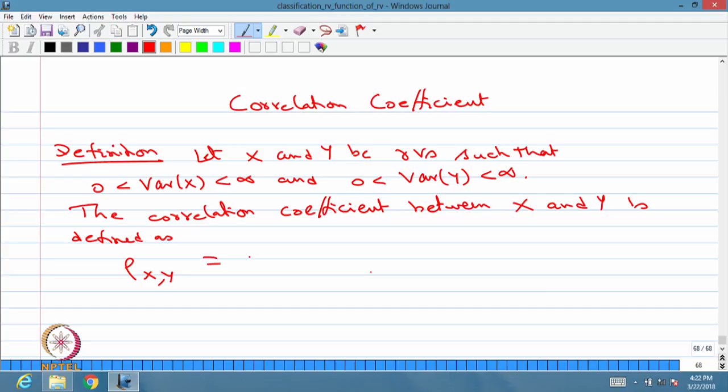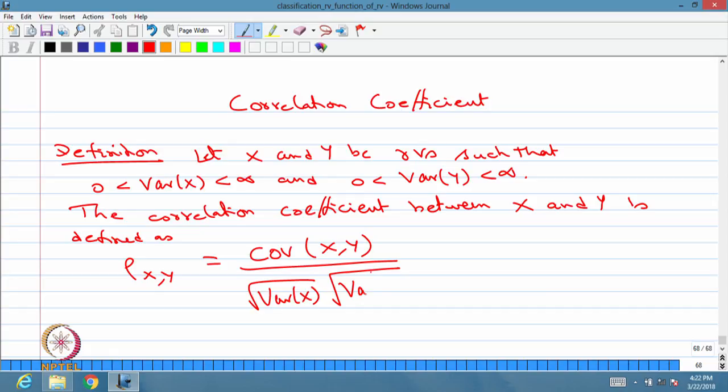The correlation coefficient is the same as the covariance between the same two random variables divided by the positive square root of variance of x multiplied by the positive square root of variance of y. Since these two come in the denominator, we are making the restriction that the variance has to be strictly greater than 0 for both x and y. This value is called the correlation coefficient between the random variables x and y.